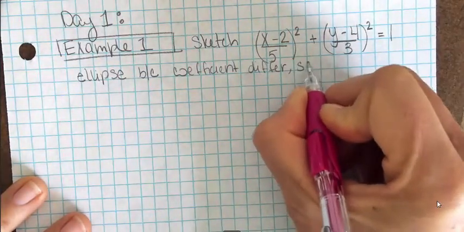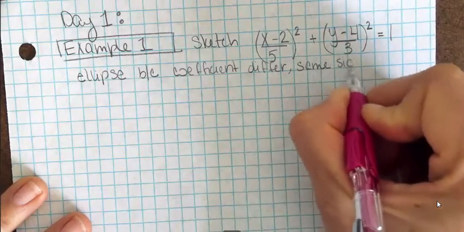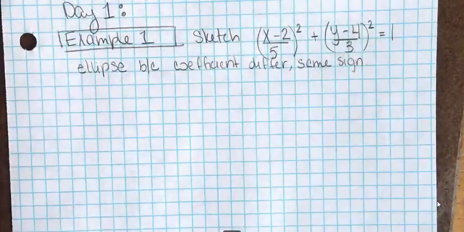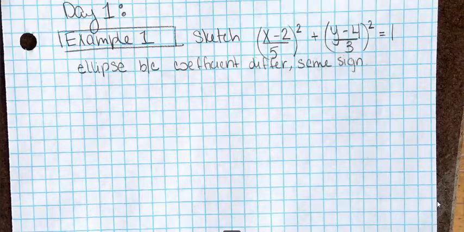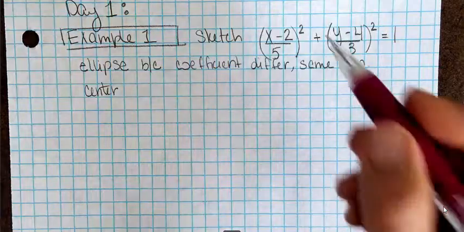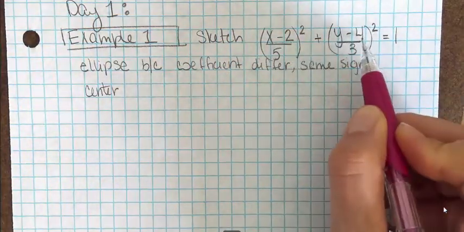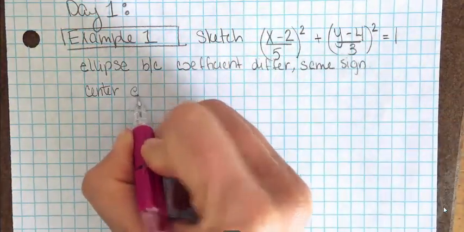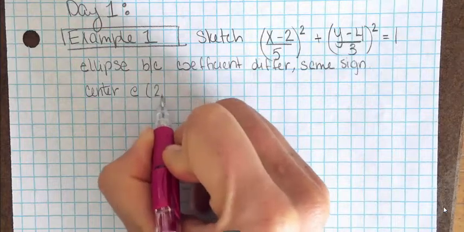But they have the same sign. So that's kind of the process that you want to go through, thinking about, hey, which conic section is this? Now I'm going to look for my h and my k to figure out where my center is. And I can see that my h is a 2, my k is a 4, so my center will be at (2, 4).